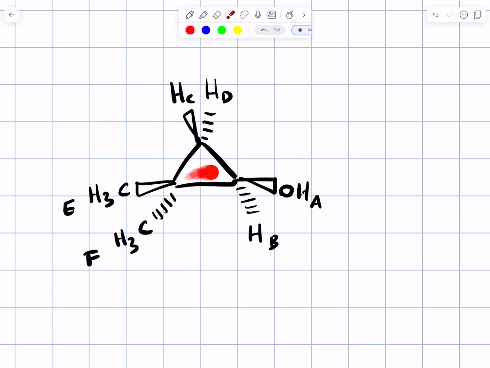Finally, perhaps more complicated, if we look at this last molecule, a cyclopropane ring with an OH group and then two CH3 groups, we would see that, of course, the OH proton is distinct and HB is unique. We would see that HC and HD are diastereotopic because one is cis to the OH group and the other is trans. You could use the same thought experiment here to illustrate that they are diastereotopic. Similarly, we would see that the methyl group E and the methyl group F, those two methyl groups, are diastereotopic.